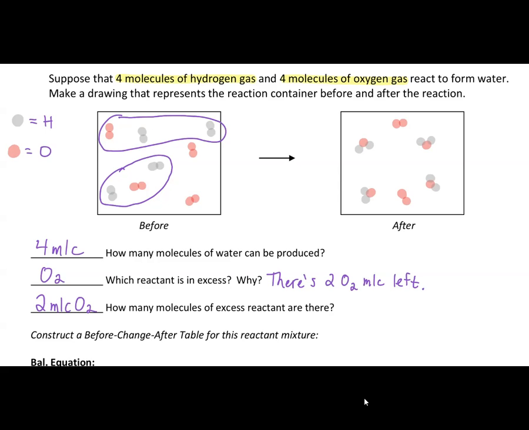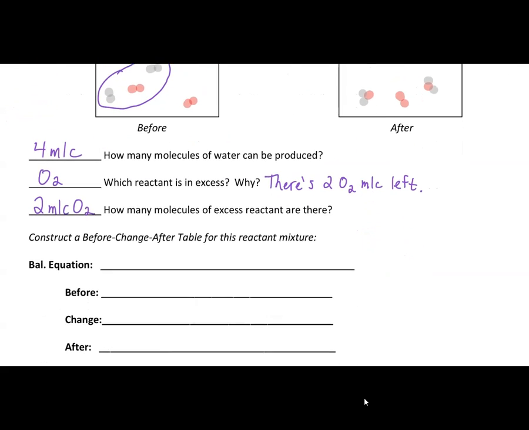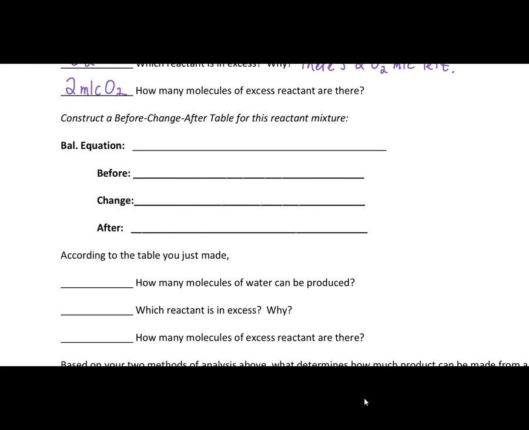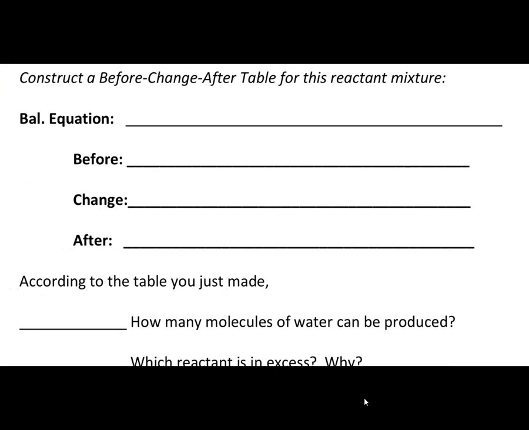So we can do a BCA table for this to help us out based on the particle level. Now I'm going to focus in on the BCA table. As you're going along, you're going to have your particle picture you can look at as well. 2H2 plus O2 yields 2H2O. I'm going to add in product, subtract reactants. And so we also know we're going to start with 0 moles of product. Remember, BCA tables, we're going to use moles.